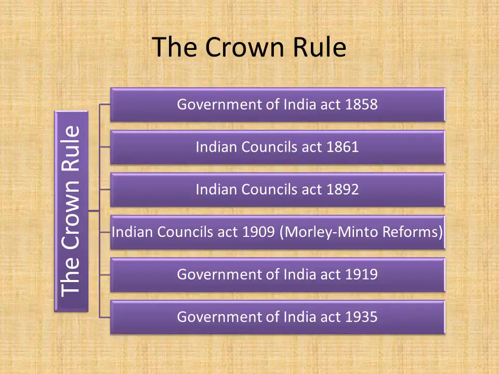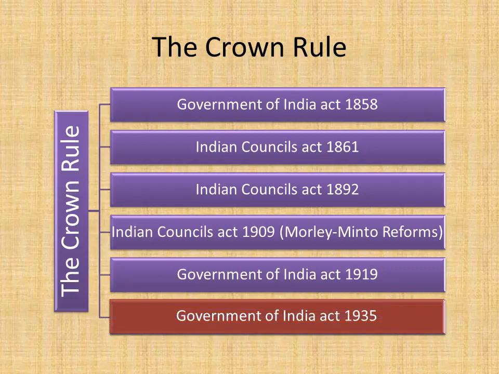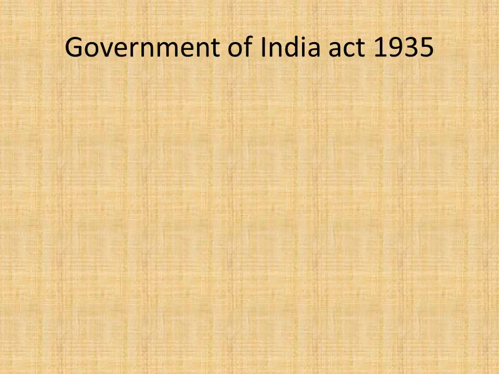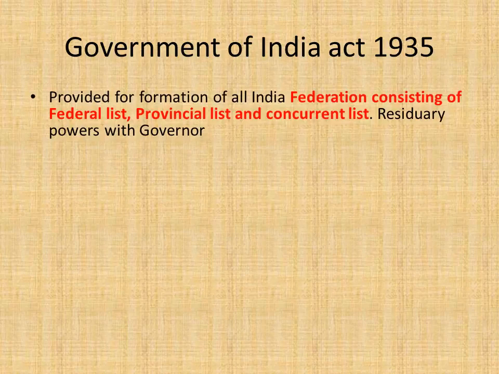The last act under the Crown rule was Government of India Act 1935. So let us discuss the features of this act in detail. Now some of the important features of Government of India Act 1935 are: first of all, it provided for the formation of All India Federation consisting of Federal List, Provincial List and Concurrent List. The residuary power was given to the governor.